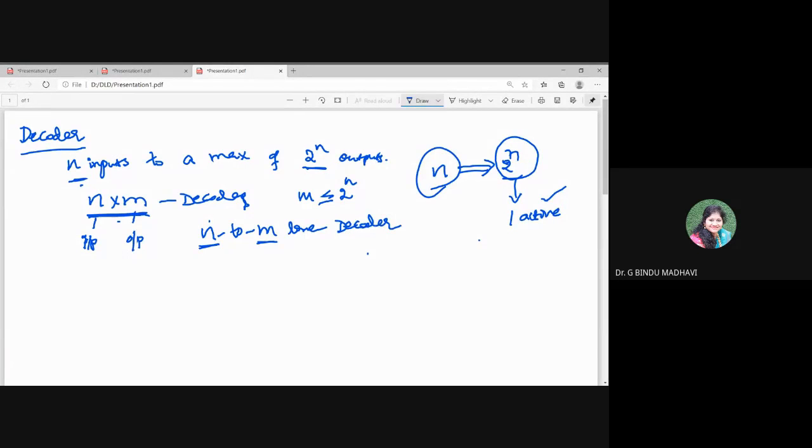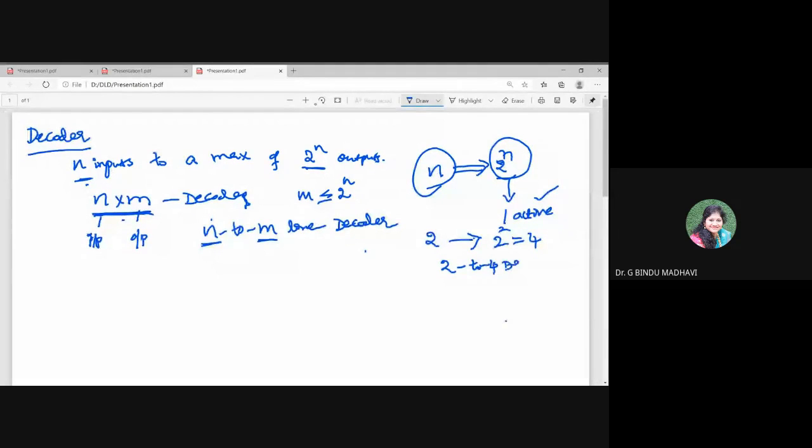For example, if 2 inputs are there, how many outputs will be produced? 2 power 2, which is equal to 4. So this is called a 2 to 4 line decoder. Next, for example, if you have 3 inputs, how many outputs will be produced? 8. 2 power 3, which is equal to 8 outputs.